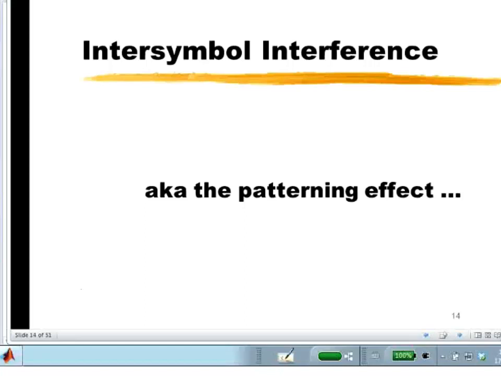And now I'd like to talk about intersymbol interference, also known sometimes as the patterning effect. And in particular, I want to talk about how intersymbol interference comes out of filtering effects.